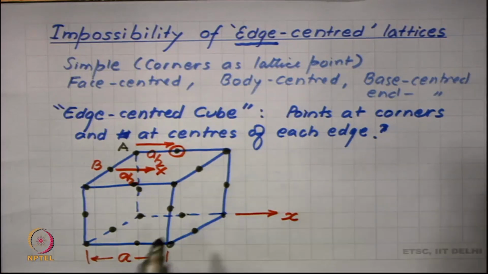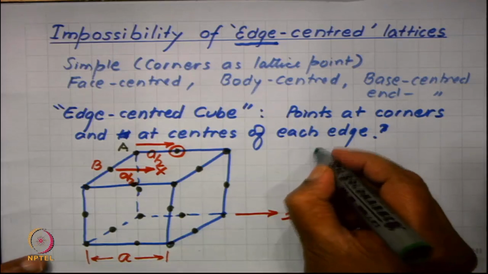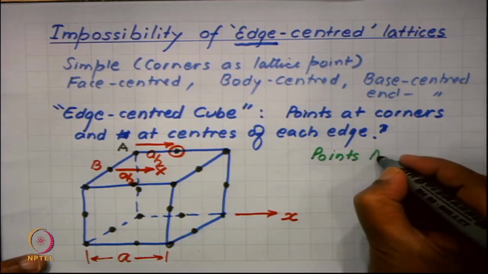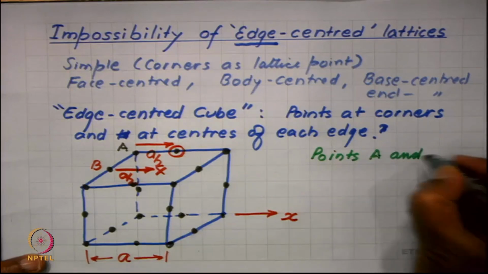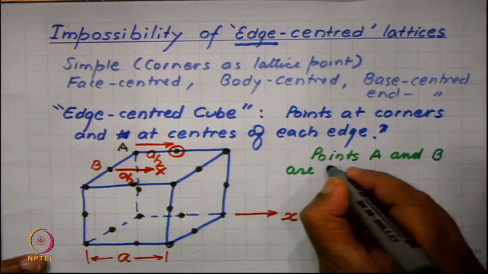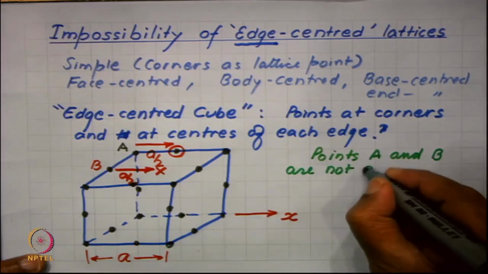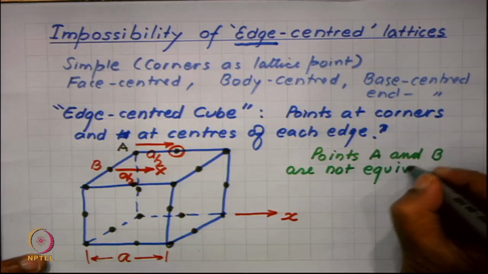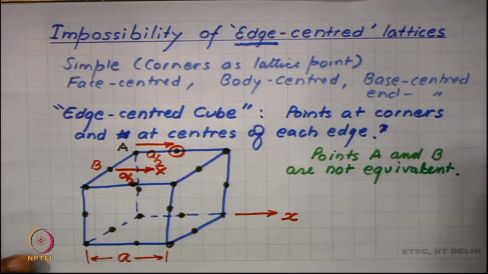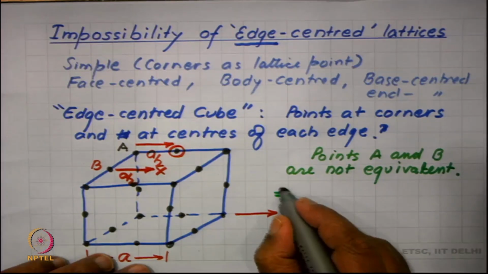So, we conclude that points A and B are not equivalent, not translationally equivalent. So, the set of points do not form a lattice.